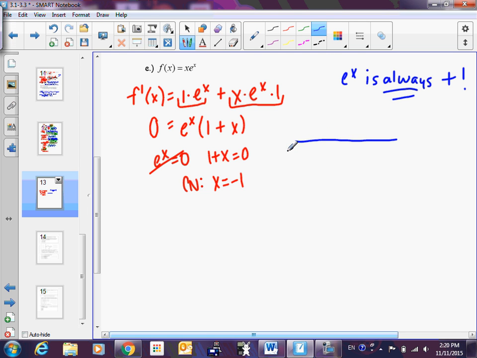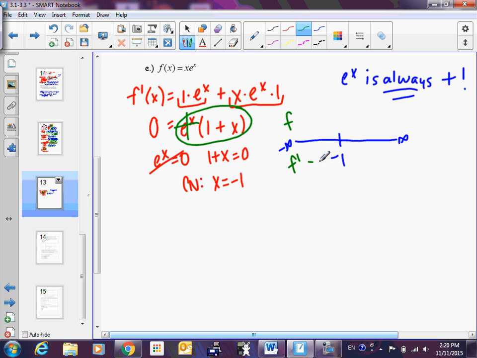Okay, let's go ahead and make our sign chart. -infinity to infinity. Just our single critical number there. Here's another reason e to the x is always positive is nice. When you start plugging things in, if e to the x is always positive, you don't even have to worry about actually computing that. Like, don't take time going, oh, is e to the -2? What is that? E to anything is positive. So all you really got to plug into is 1 plus x.